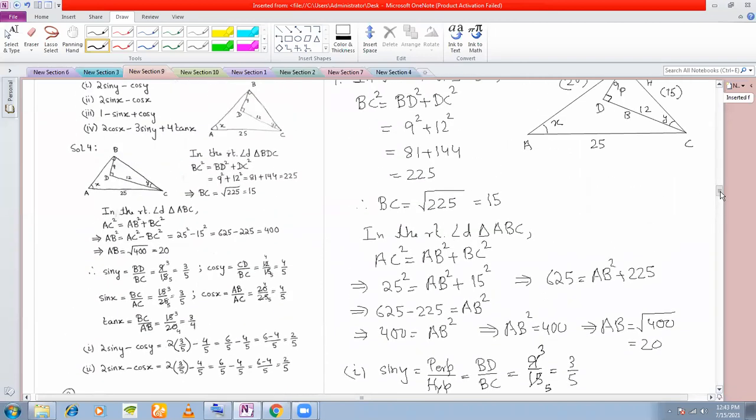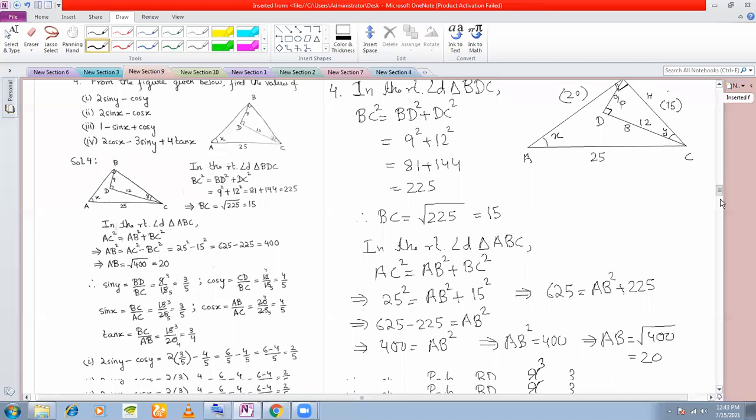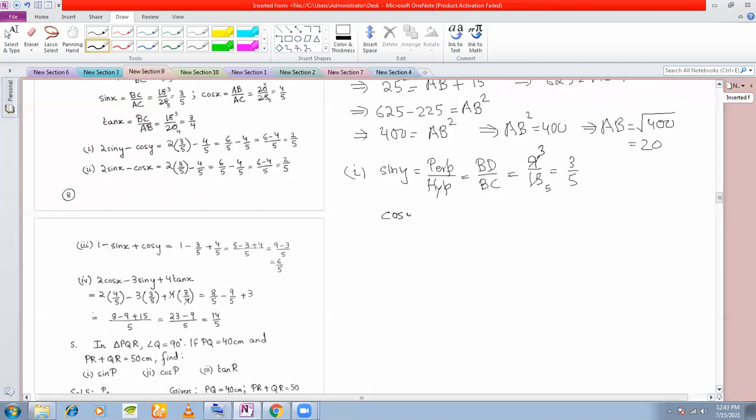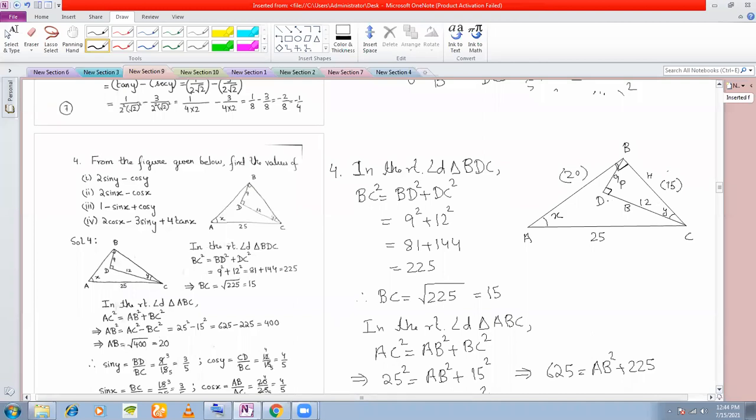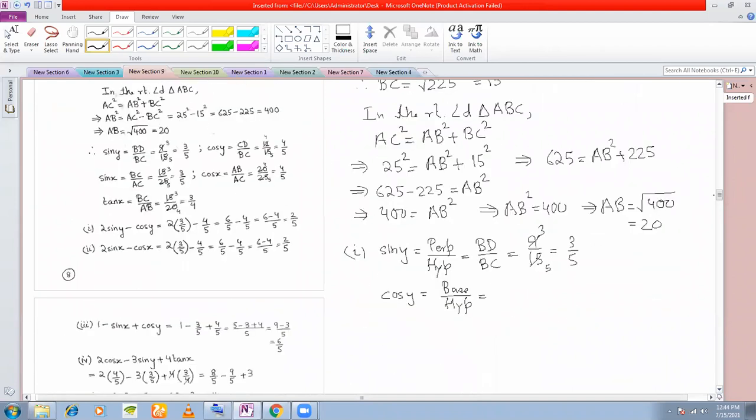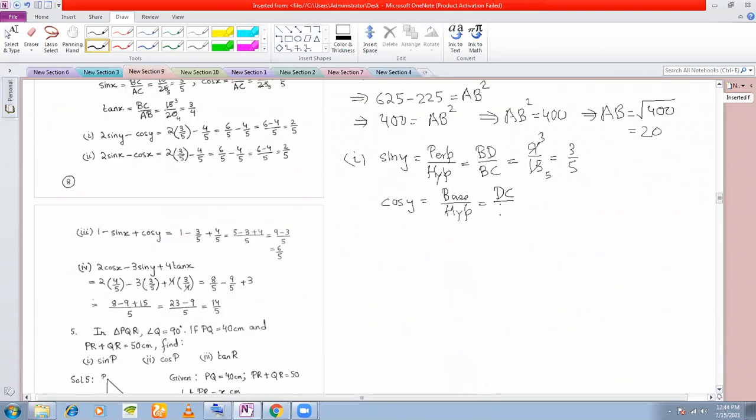Next, you have to find out cos y. Cos y is equal to base by hypotenuse. In the same right angle triangle, which one is the base? DC is the base. And which one is the hypotenuse? BC. So DC by BC, which is equal to 12 by 15. That is 4 by 5. So cos y is 4 by 5.